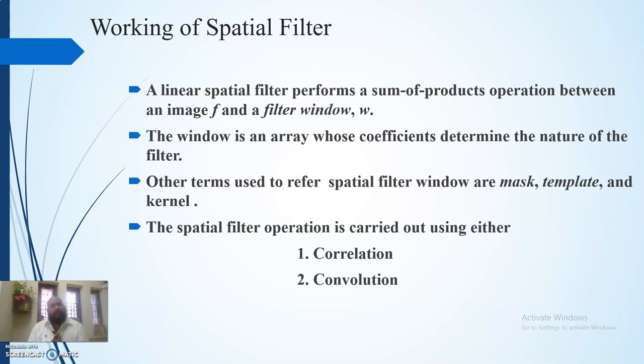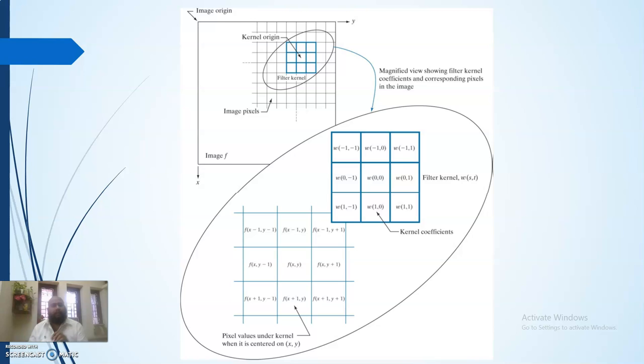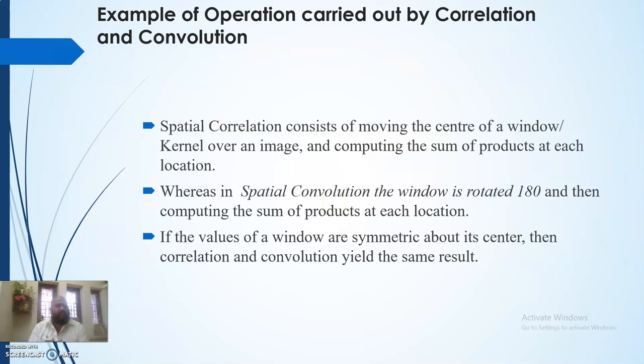This sum of products operation is carried out in two ways, either by correlation or by convolution. If you want to say about the difference between them, in correlation we directly carry out the sum of products, whereas in convolution, after carrying out a 180-degree phase shift, we carry out the sum of product operations. This is the major difference. So this is the image array, and this is the window array. The sum of products between them, carried out with the help of correlation and convolution, gives the result, which is detailed with an illustration in an example.